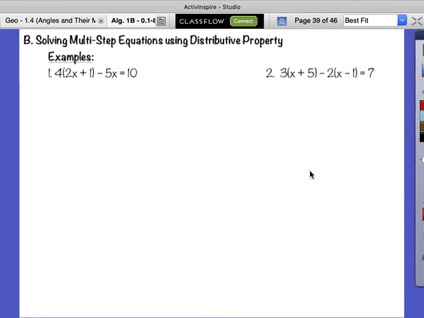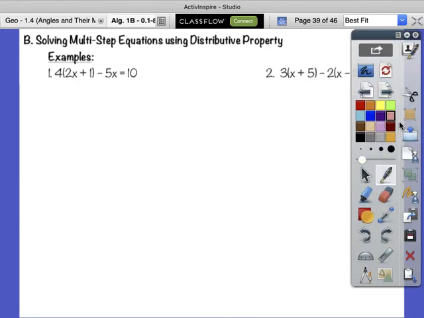Emily, what color do you want actually? Purple? Alright. I've actually said charcoal. You do have it. Charcoal.